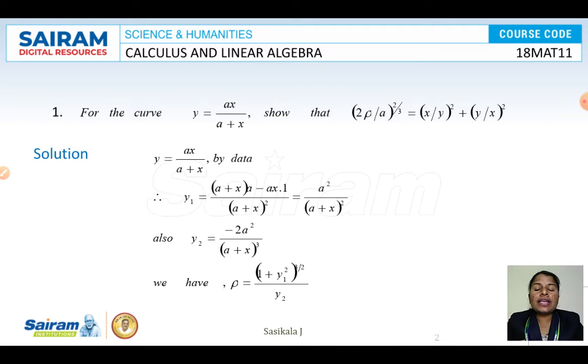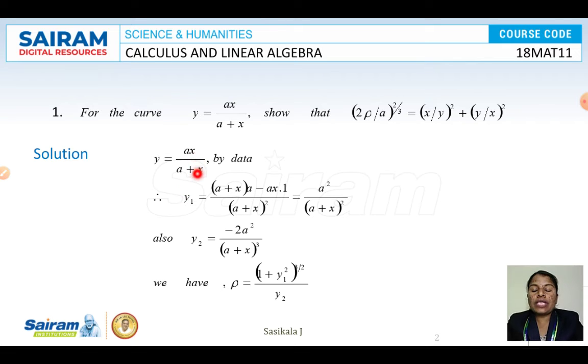So what is that? It is in Cartesian form. The radius of curvature Cartesian form formula is rho is equal to 1 plus y1 square whole power 3 by 2 by y2. For that reason, first I am going to find my y1. So take the equation y is equal to ax by a plus x from the given data. Now differentiate with respect to x.